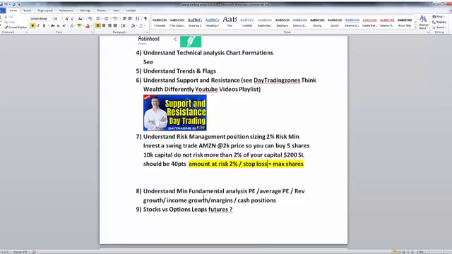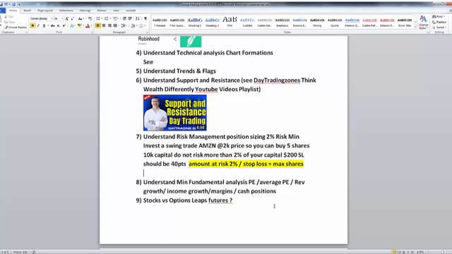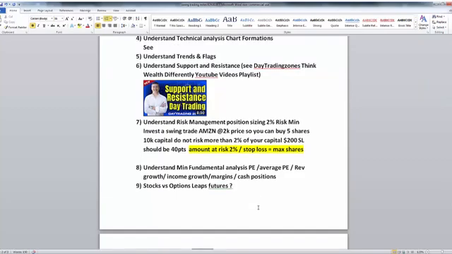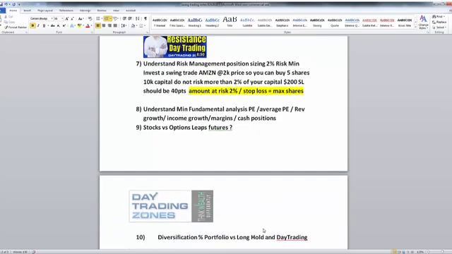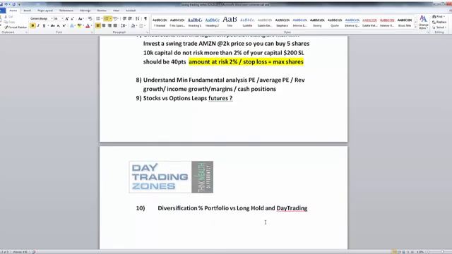Rule number 8, understand fundamentals. When I do some of the video reviews, you'll see I like to go over the PE, the average PE for the past 5 years. Where do we stand in relationship to the average PE, revenue growth, income growth, margins, and cash positions. But most importantly, I'm a technical analyst type of person. I've done this for 23 years in hedge funds and prop firms, and I trade, invest, position trade and swing trade, most importantly using technical analysis.